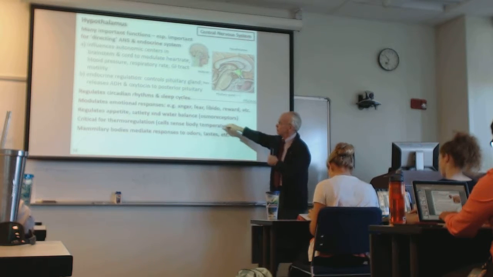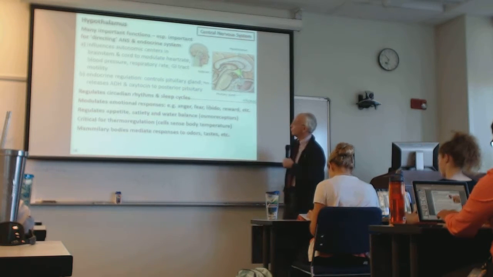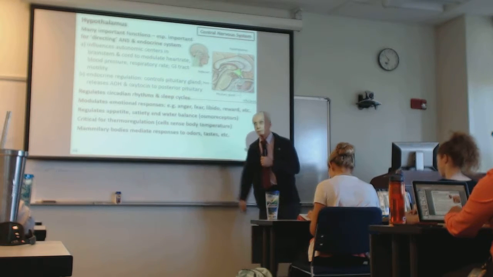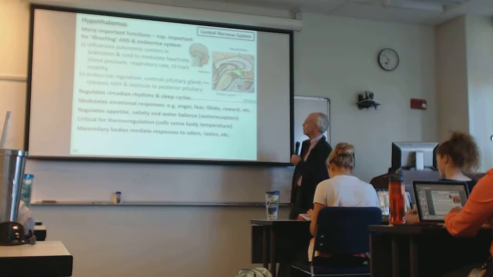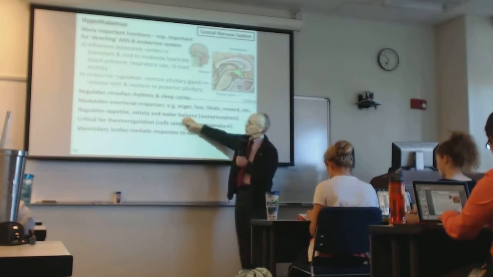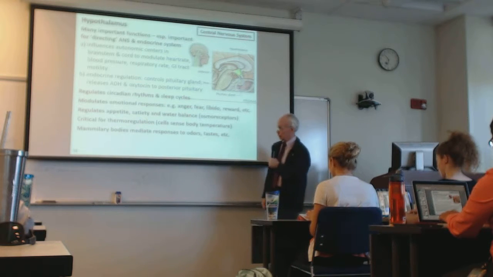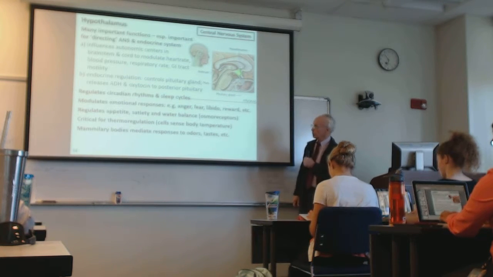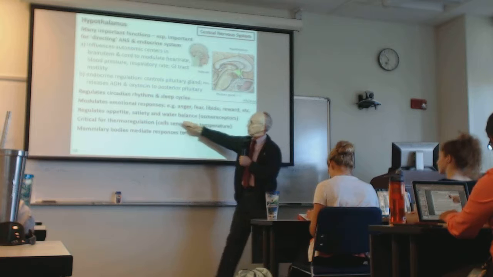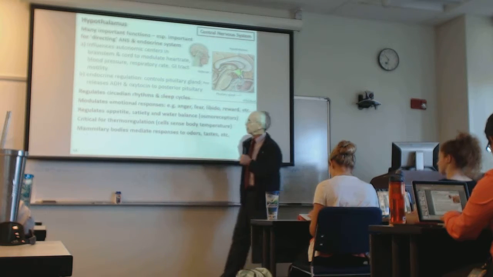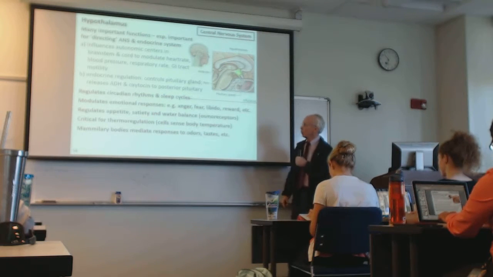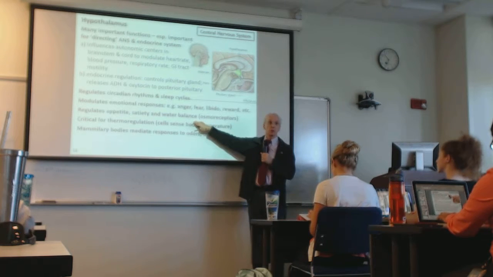The hypothalamus is involved in anger, fear, and reward processes. It's sort of the penultimate effector of those responses. Hypothalamus is also important in regulation, along with some other portions of the brain and other systems, regulation of appetite, satiety, or sense of fullness, reward, water balance, when you feel thirsty, when you don't.